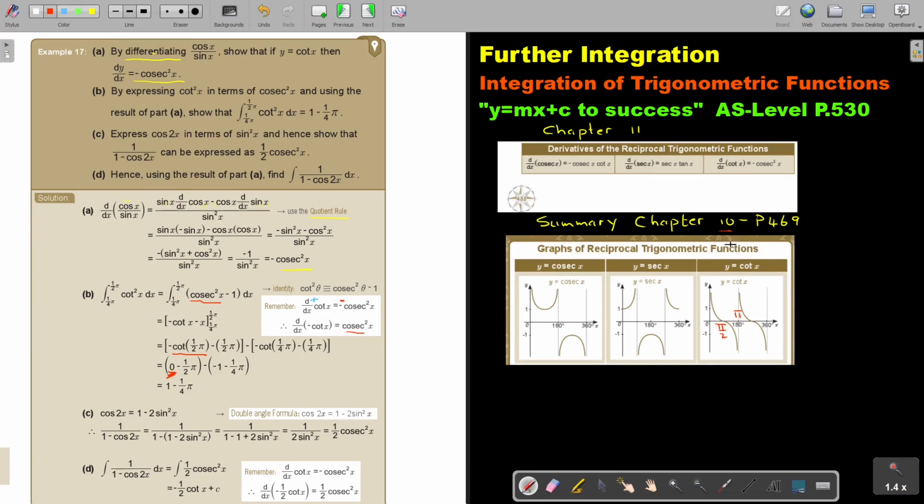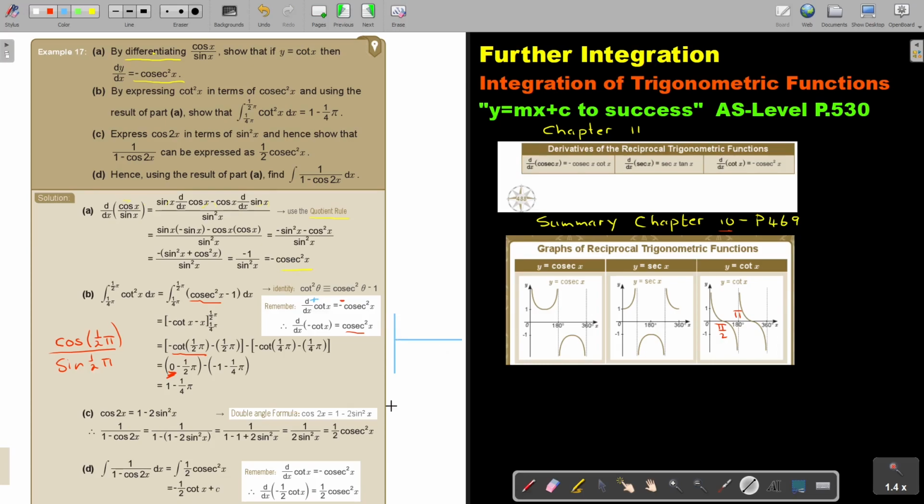But say, for example, you cannot recall this. I just want to show you also. You can also do it as, you know, cot is cos over sin, so it's cos a half pi over sin a half pi. Because those graphs will be in your memory, that will most of the time be easier to recall.